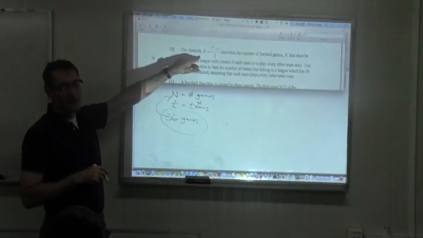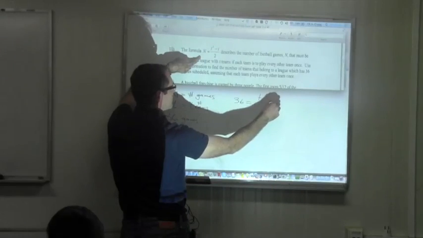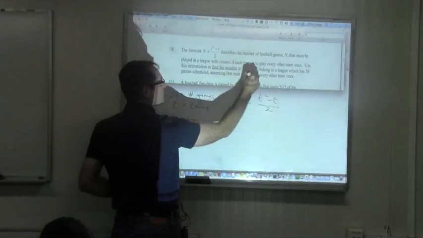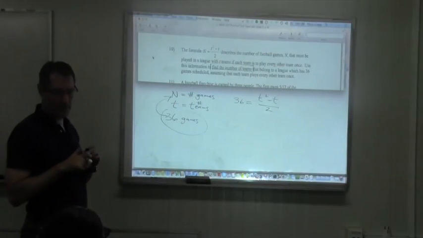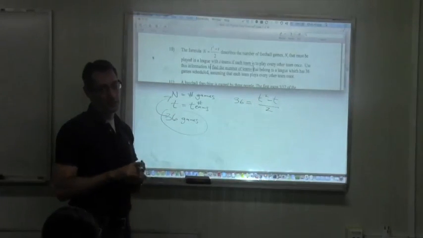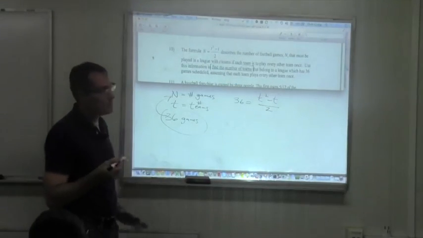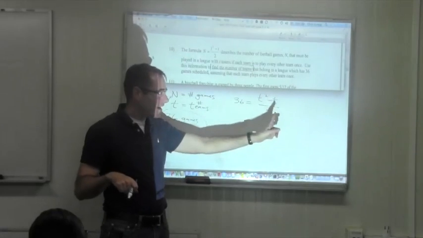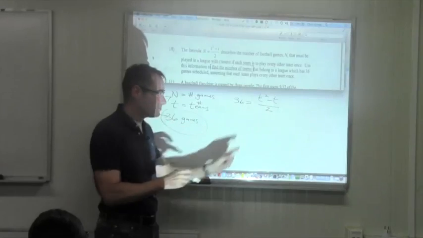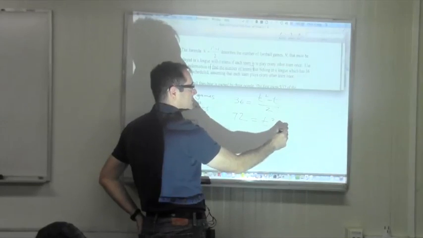So let's plug that in here. What do you get? You get 36 equals t squared minus t divided by 2. And it says find the number of teams. So can I solve for t in this case? You can actually, but you can't do it simply. First things first, how do you get rid of that 2? It's being divided, so you multiply both sides by 2. You get 72 equals t squared minus t.